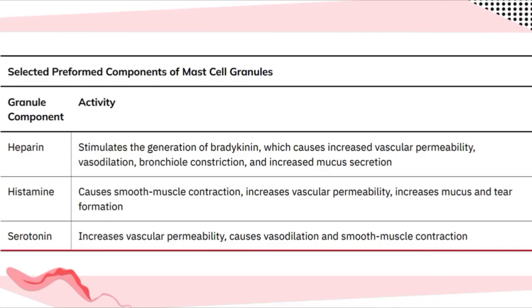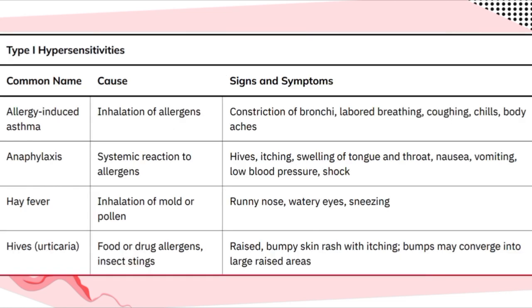So these are the chemicals that are contained within mast cells. And as I mentioned, these chemicals are mostly responsible for the allergy symptoms and signs that are observed whenever an allergic individual is exposed to an allergen. So we have heparin, histamine, and serotonin. And these are common examples of type 1 hypersensitivities or common allergies.